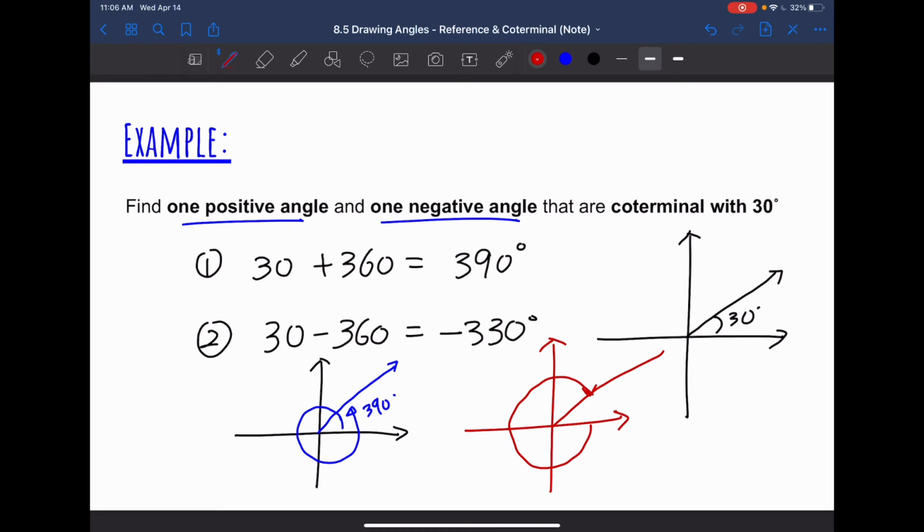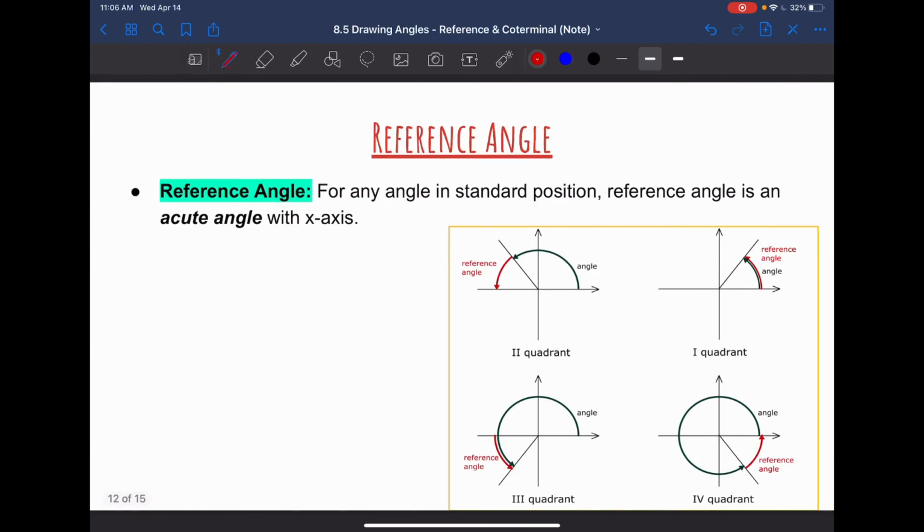Today we learn a lot. One more topic, something called reference angle. So please pause the video and then copy the definitions. Reference angle is for any angle in standard position, and it has to be the acute angle with the x-axis. Acute angle from geometry is less than 90 degrees, so a small angle. So here is an example in the box I show you. First quadrant is usually the reference angle itself.